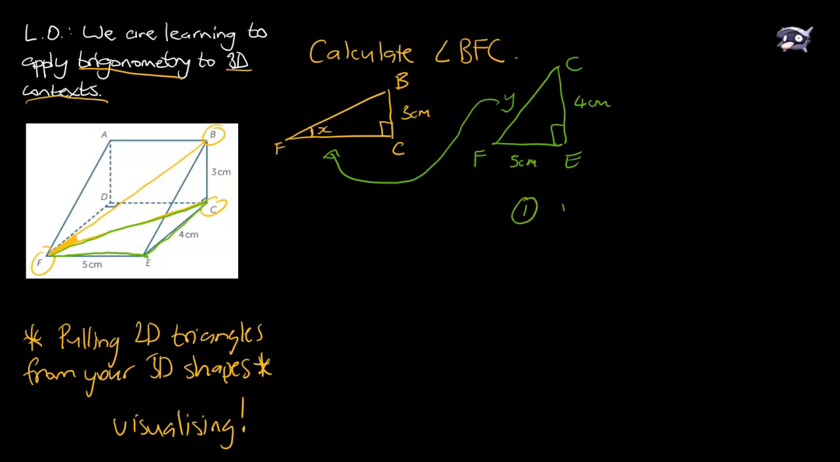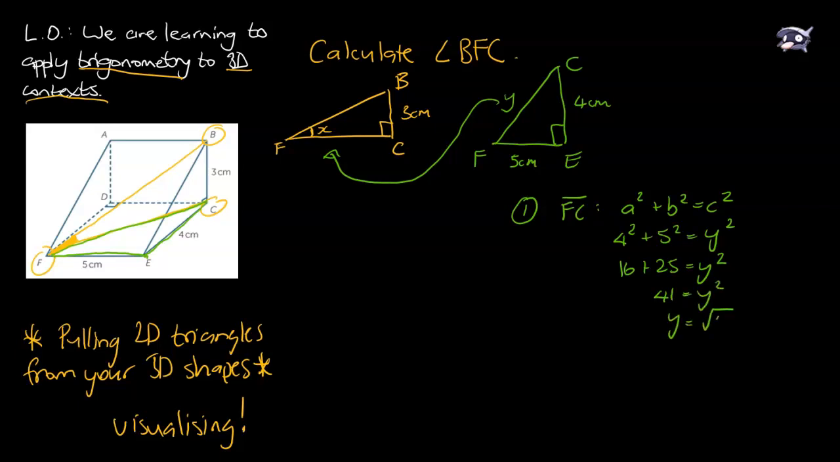So step 1, FC like this means length FC, and we're using Pythagoras' theory in this. So there is a bit of crossover between trigonometry and Pythagoras' theory questions. So a squared plus b squared equals c squared, that's going to be 4 squared plus 5 squared equals y squared. We then evaluate. So that's going to be 16 plus 25 equals y squared. 16 plus 25 comes to 41, so 41 equals y squared. y is going to be equal to the square root of 41.